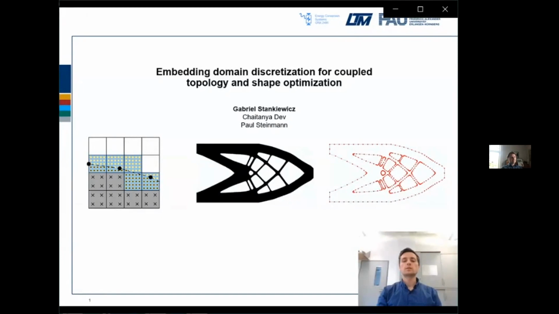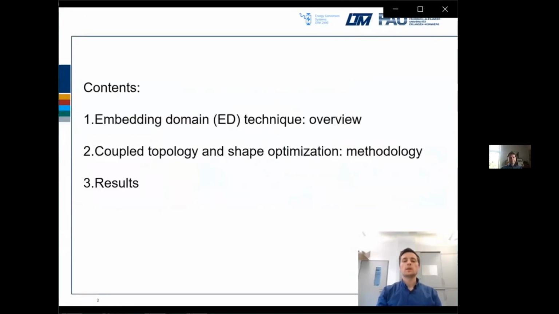In this presentation, I will speak about a coupling of topology and shape optimization, which is possible by employing an embedding domain discretization. I will start with a brief overview of the embedding domain technique. Next, I will introduce the coupled optimization method. Finally, I will present the results for the cantilever example.